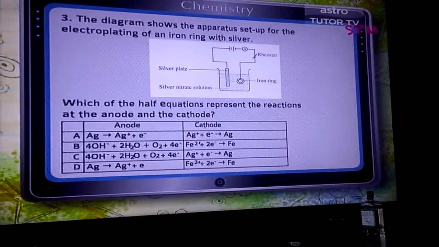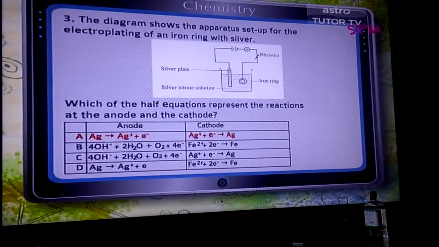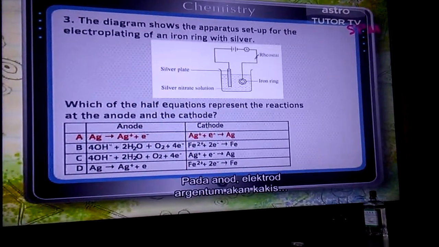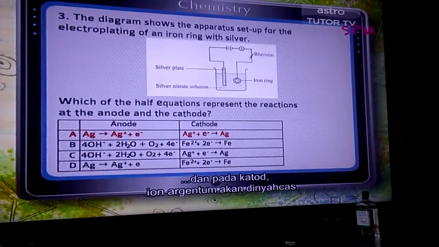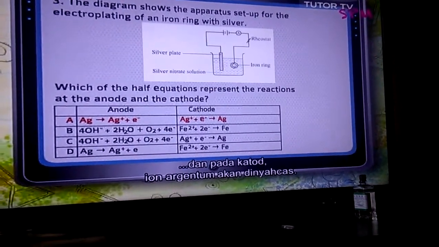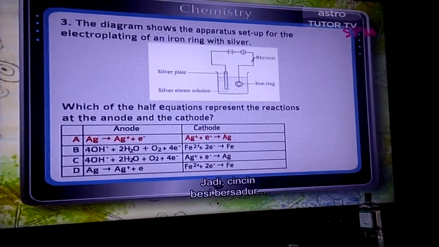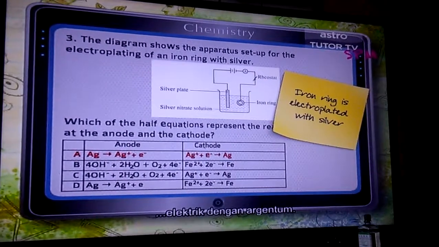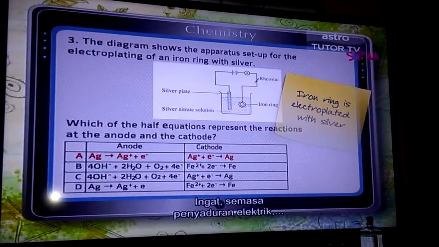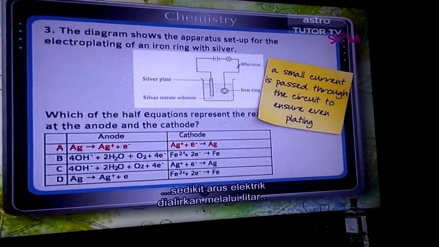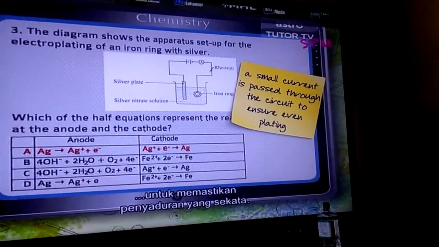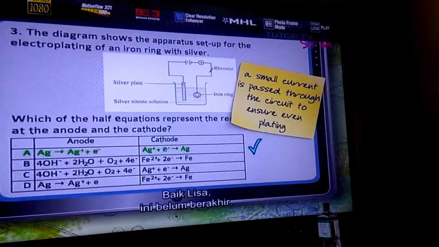Okay, the answer is A. At the anode, silver electrode will corrode to form ions, and at the cathode, silver ions will be discharged. So the iron ring is electroplated with silver. Remember, during electroplating, a small current is passed through the circuit to ensure even plating.